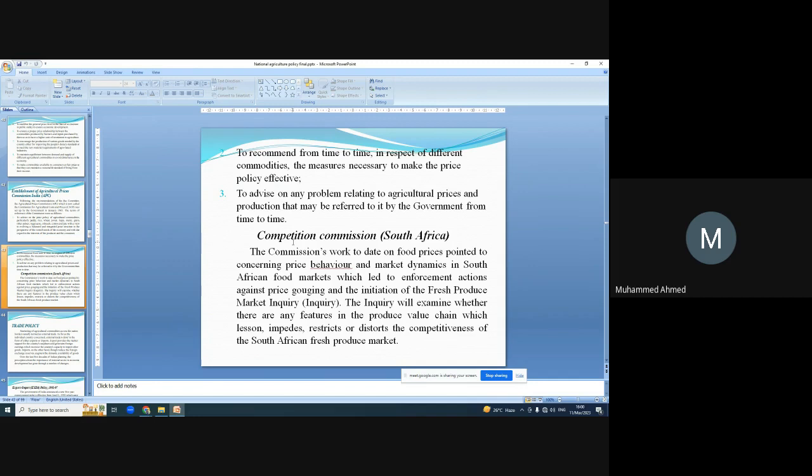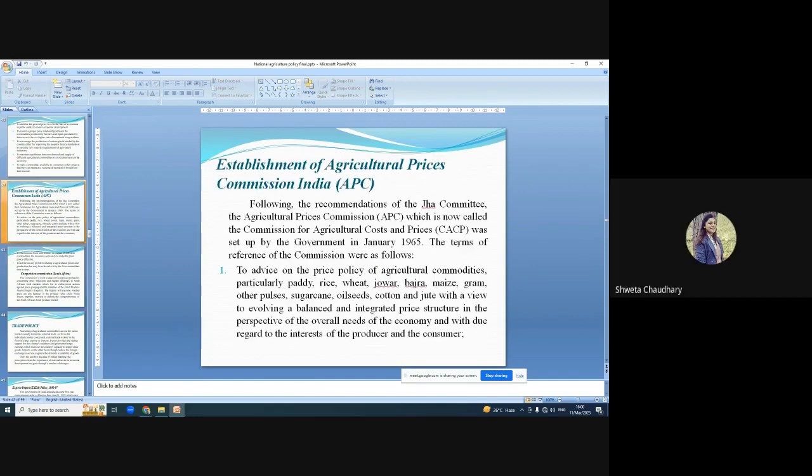Yes. Okay. This is the basic thing. In our country, this is CACP, the Commission for Agriculture Cost and Prices, that announces these prices. Okay.